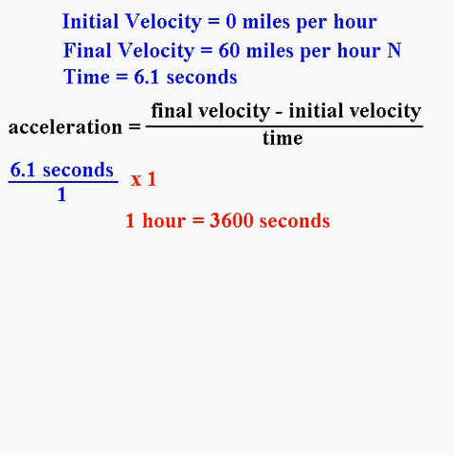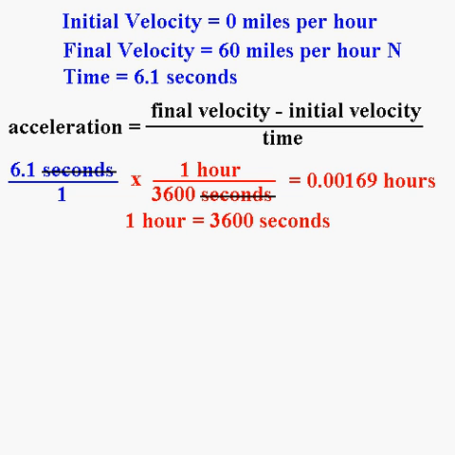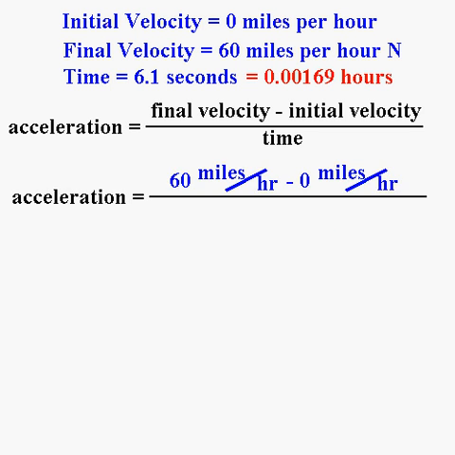In order to convert seconds to hours, I need to get rid of seconds. So I'm going to have to put 3,600 seconds on the bottom of the fraction, and I'm going to put 1 hour on the top. When I do that, seconds cancel, and I'm left with hours. So 6.1 seconds is the same as 0.00169 hours. All right, let's put that number up at the top, so I'll realize that the time is not only 6.1 seconds, but also 0.00169 hours.